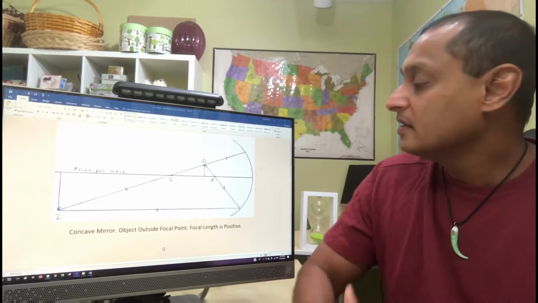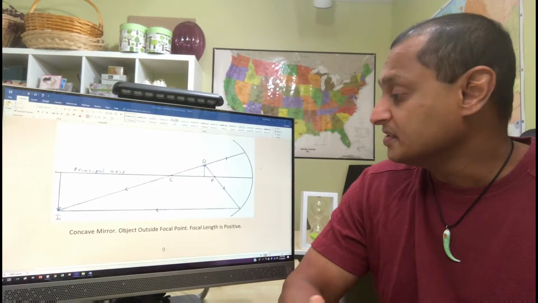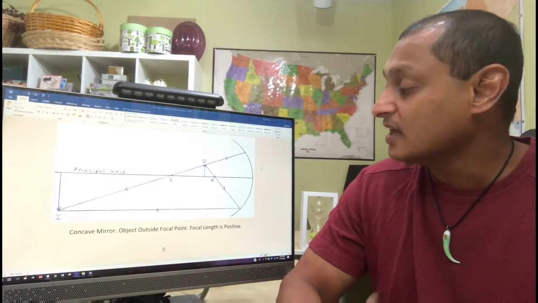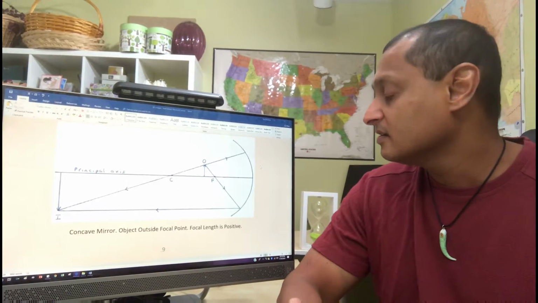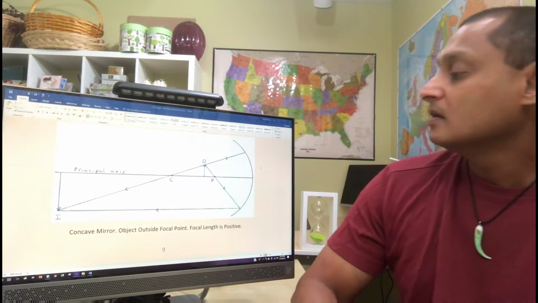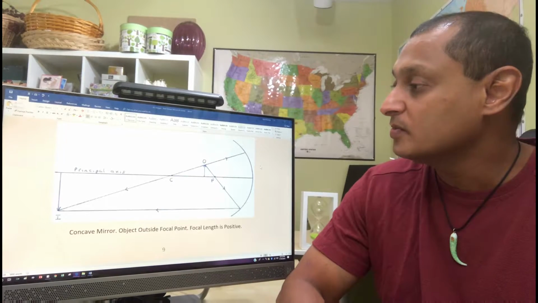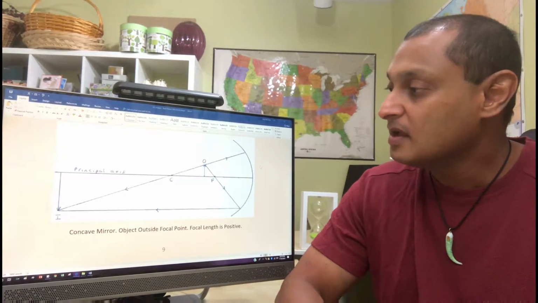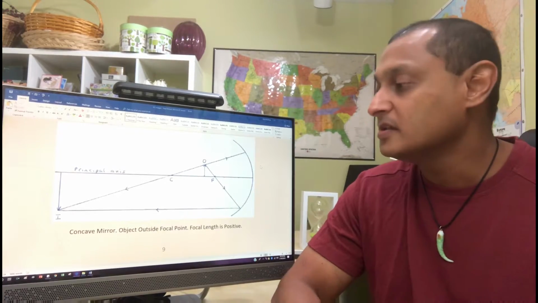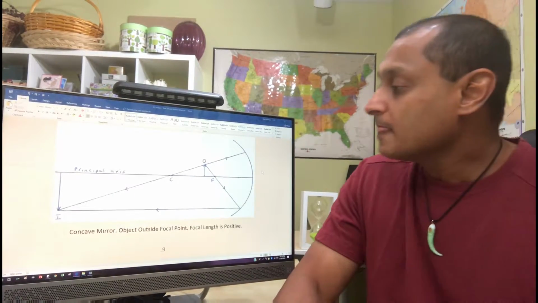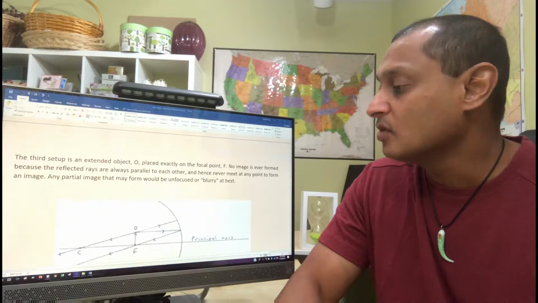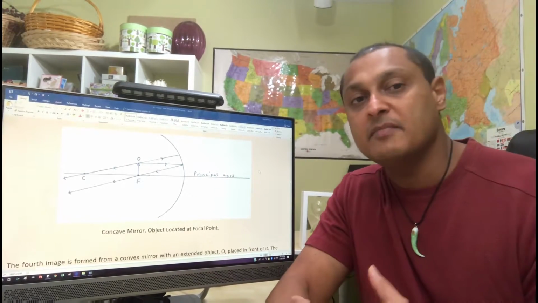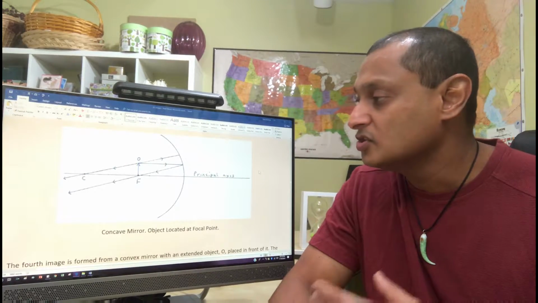And there are several other examples. We see here if the object is outside of the focal point, again for a concave mirror, we see that the image formed is real. It's on the same side of the mirror as the object, but it is inverted as well as magnified. So the point being, just 2 ray diagrams are always needed to form the image, and many of the diagrams in this chapter are just that.